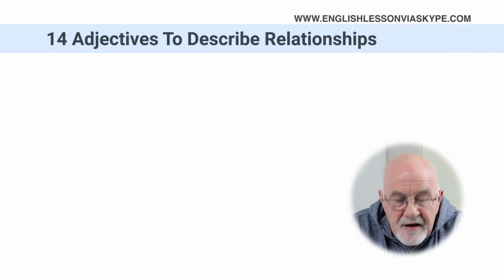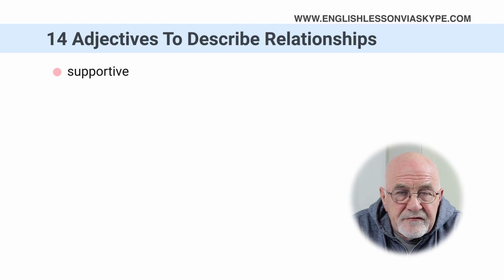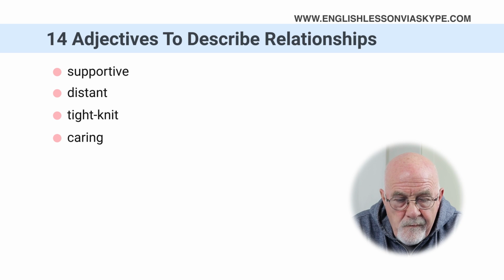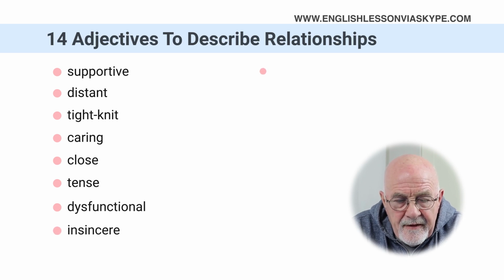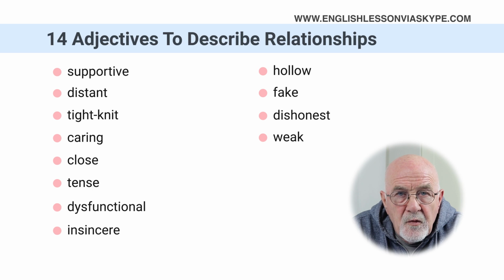So let's go. We've got 14 individual adjectives describing relationships. I'll list them down one by one, and then I'll go through them and give you an example as to what they mean and how to use them. Supportive, distant, tight-knit, caring, close, tense, dysfunctional, insincere, hollow, fake, dishonest, weak, stable, and finally solid.